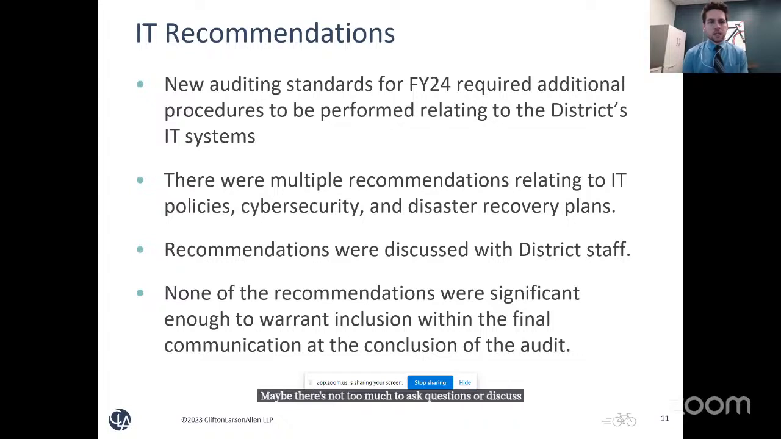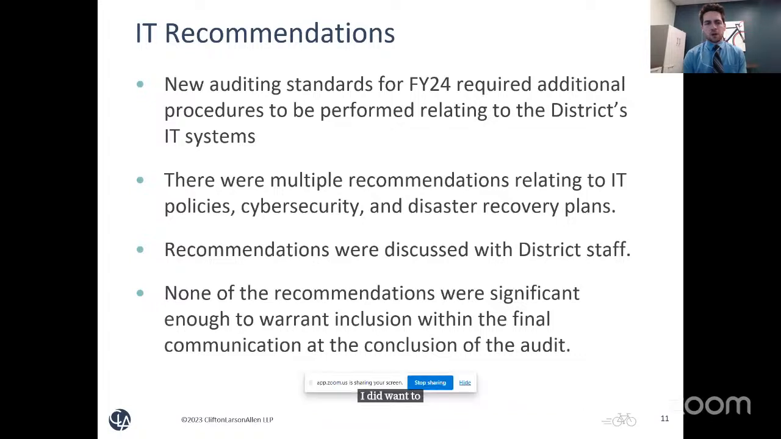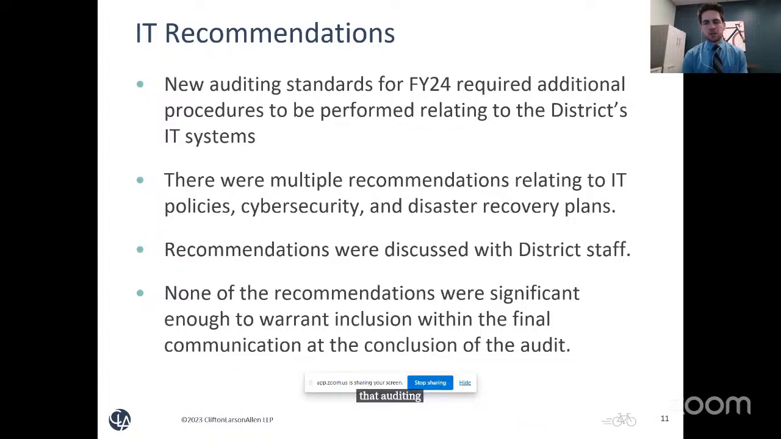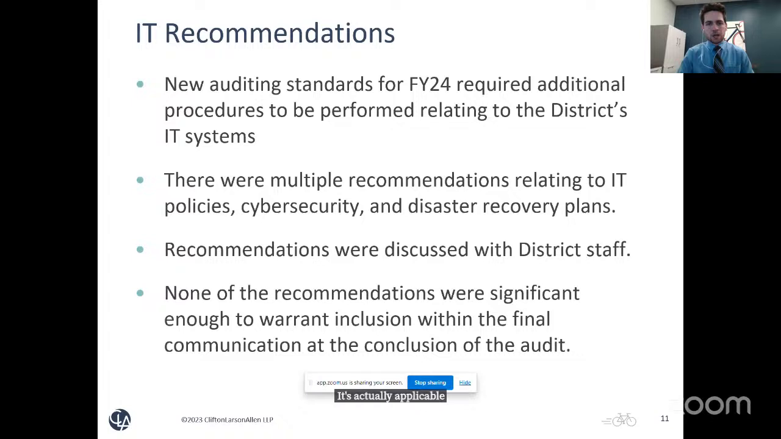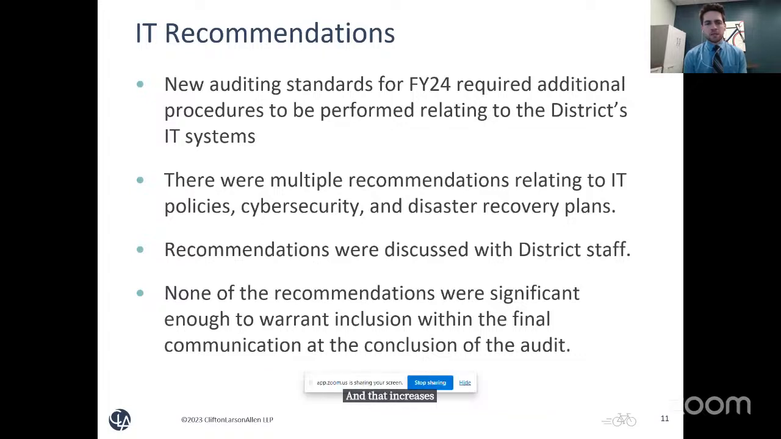Okay, so looking at the IT recommendations. I did want to point out that there was a new auditing standard that was required to be implemented for fiscal year 2024. That auditing standard would change the required procedures that we have to go through. It's actually applicable not just to governments, but really every audit performed in the United States. And that increases the scope relating to IT systems. I will say that this is still a relatively shallow review.